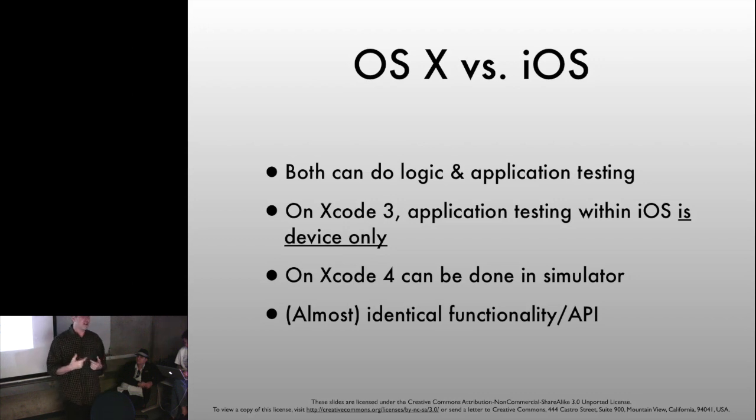In Xcode 4, you can run your application tests in the simulator, which is pretty cool and very convenient. You don't have to download everything. You can run it right there in the simulator. The API is almost identical for the two, but I'll highlight some of those differences as we go on here.